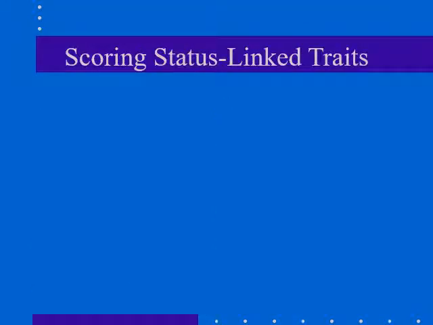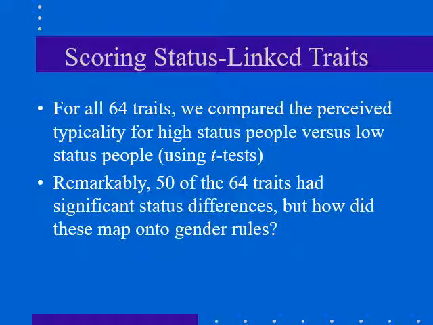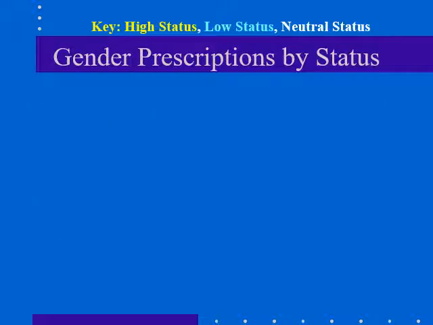Okay, so now what did we do with the status surveys? For all 64 traits, we compared how typical each one was seen for high status people versus low status people using, see if you can remember, a t-test. And what we found is that 50 out of the 64 traits had significant status differences, right? So that's like, find me a stereotype that doesn't have status implications. Hard to do. There were only about 14. But then how do those map onto the gender roles?